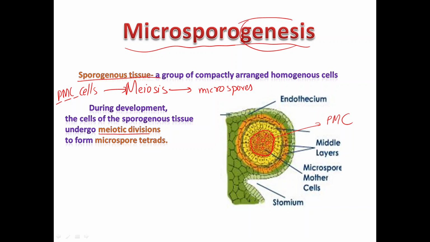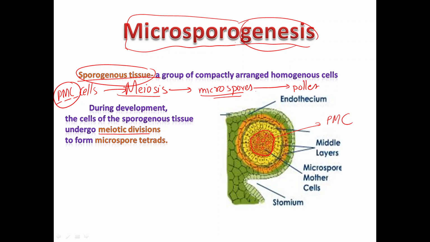Genesis is the formation. How are microspores formed? From PMC. Through meiosis, microspores are formed. PMC means pollen mother cells. These are the cells present in sporogenous tissue. And this process is called microsporogenesis, and these microspores develop into pollen.